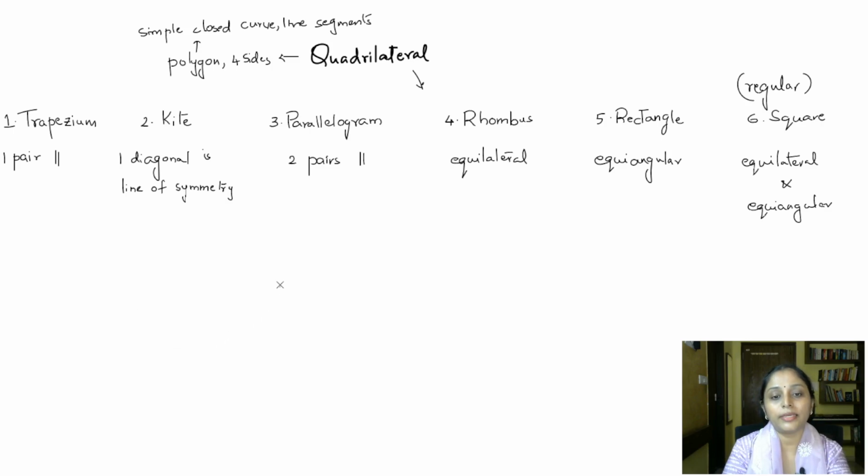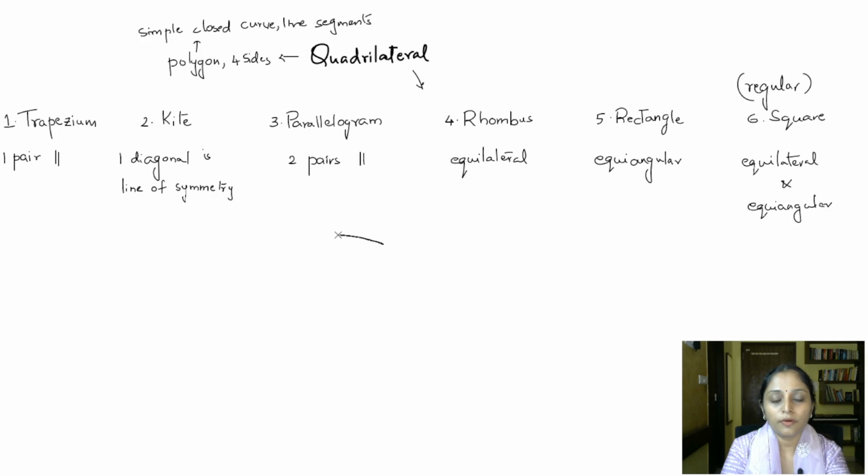Before going to the properties, I want to depict these types of quadrilaterals in the form of a Venn diagram, because most often you must have noticed that the questions are framed in the fashion, state whether true or false: all rhombus are parallelograms, or all kites are parallelograms, or all rectangles are trapeziums, and so on, right? These are the kind of questions that you tend to see very often. If you understand this Venn diagram, these questions are going to become much less confusing and very easy.